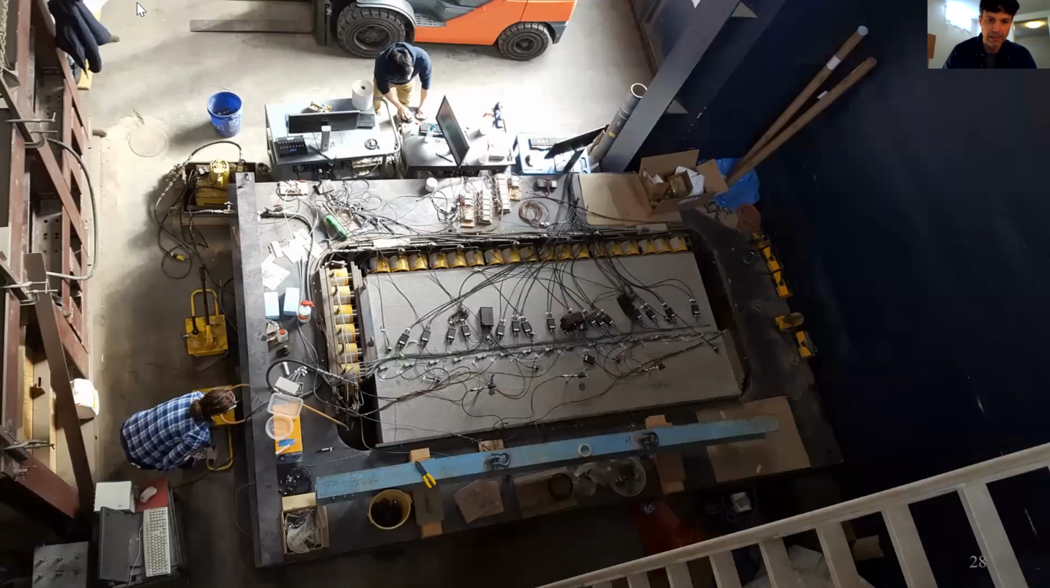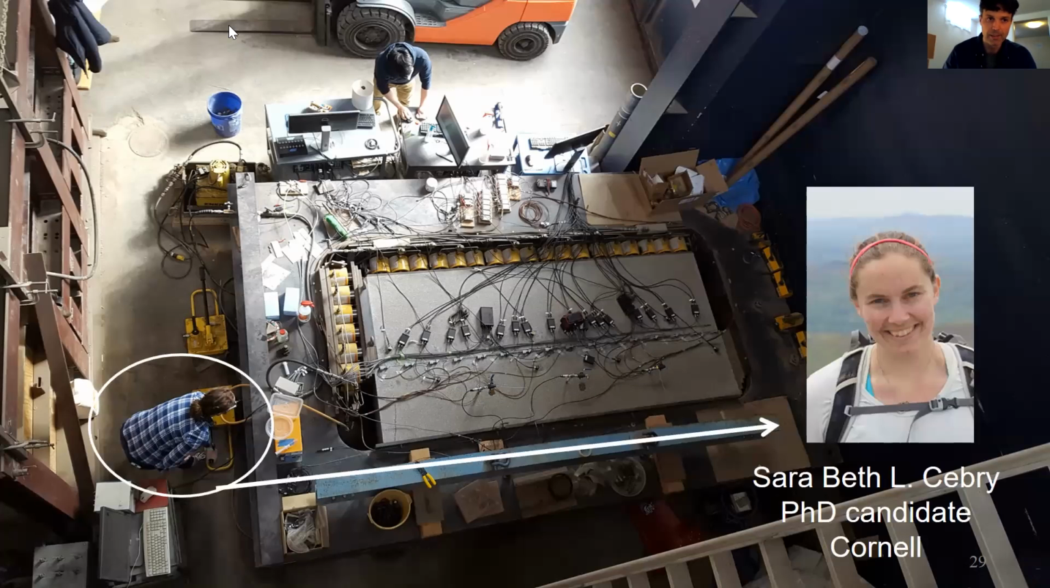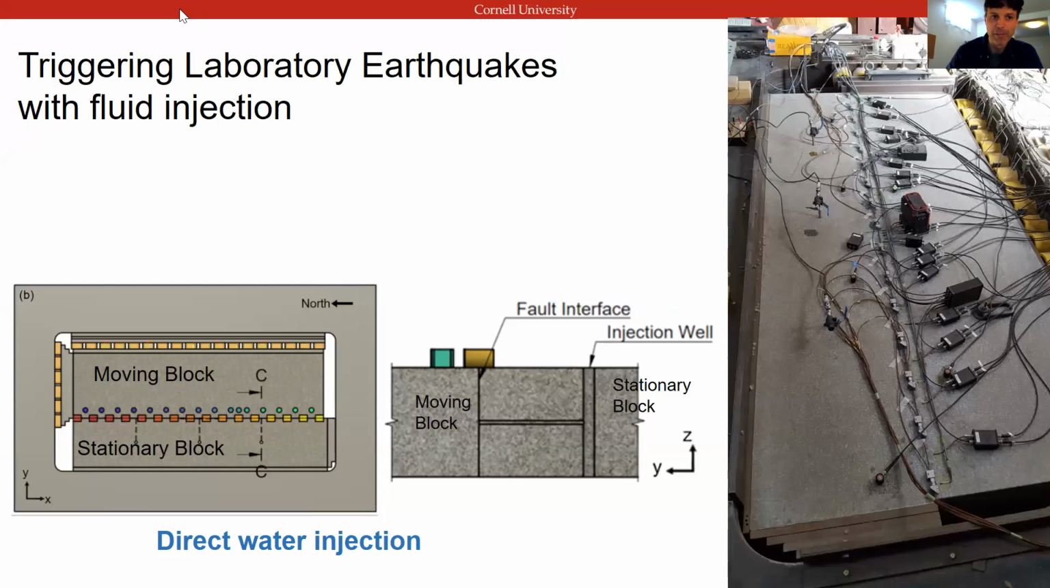This is what the machine looks like a little bit closer to today. We've got a lot of stuff on it, and these 3 holes in the rock, which we use as fluid injection ports. The work I'm going to be presenting today is predominantly done by my PhD student, Sarah Beth, so I'll try to present her work as well as I can. What we do is inject fluid into this little hole here. That gets piped down into the rock, and then there's another hole that pipes the fluid directly into the fault.